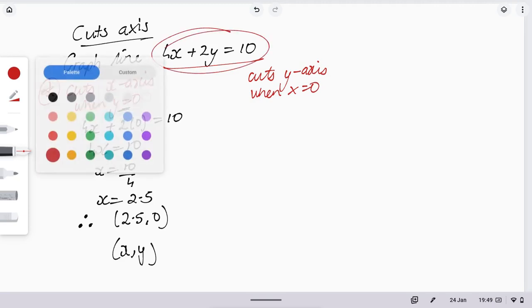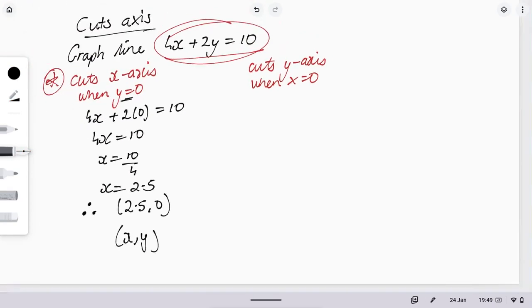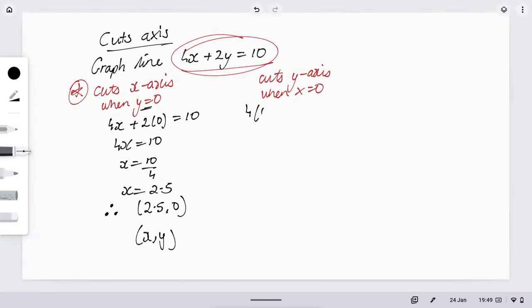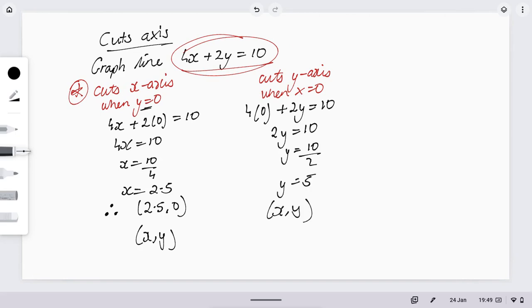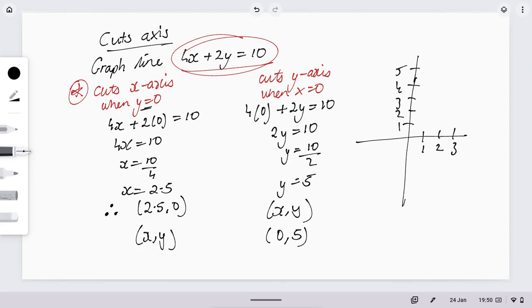So back up here, you can simply get rid of the x term. 4 times 0 plus 2y is equal to 10. 2y is equal to 10. Y is equal to 10 over 2. Y is equal to 5. So that point, written as x and y, is 0, 5. People often put the two answers together. So if I had to graph it, now this is rough, my points are 2.5, 0 there, and 0, 5 up there. And then I get a nice straight line. That would be my answer.